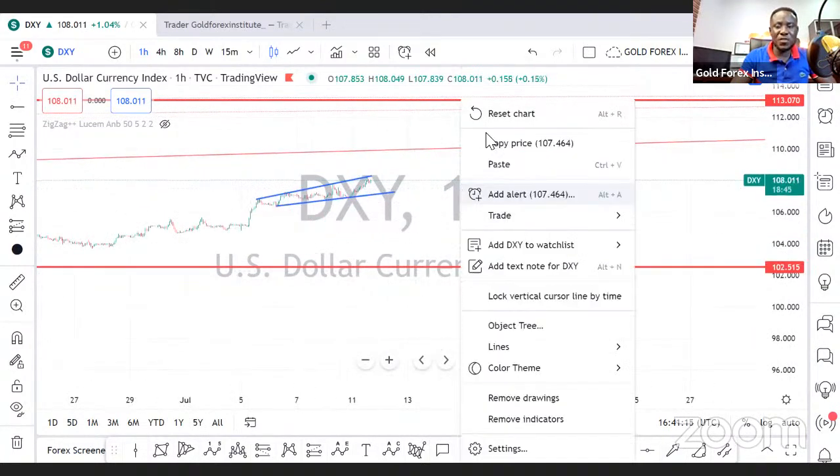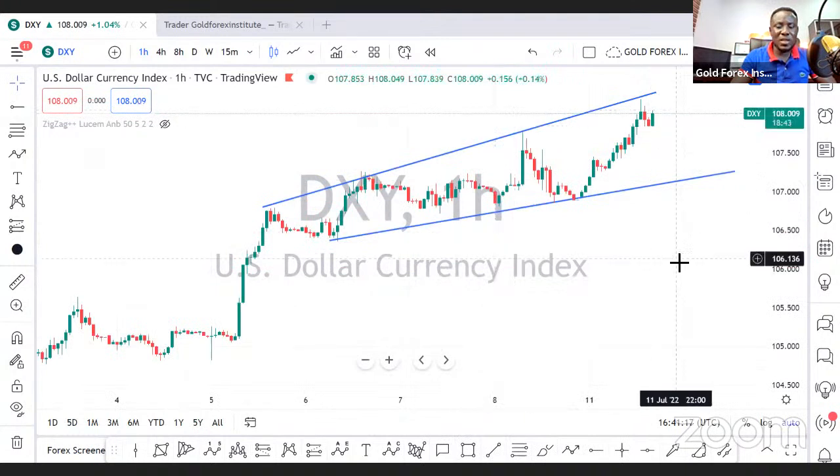So this is it for the dollar index. In the short term, I'm expecting a bearish move. Then later, we might see some strength coming in.